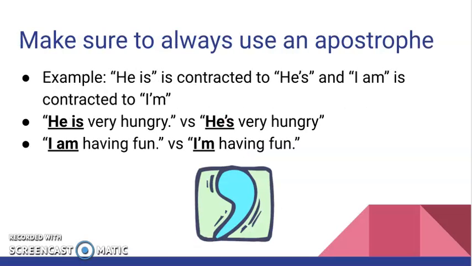When creating a contraction, you are taking two words and combining them. In order to do this, you must get rid of a few letters and replace them with an apostrophe. For example, the phrase he is contracted to he's, where the I is replaced with an apostrophe. An example of a sentence using this contraction could be, he's very hungry.